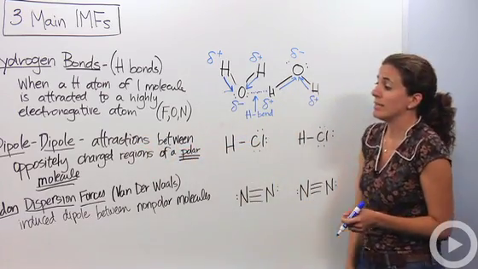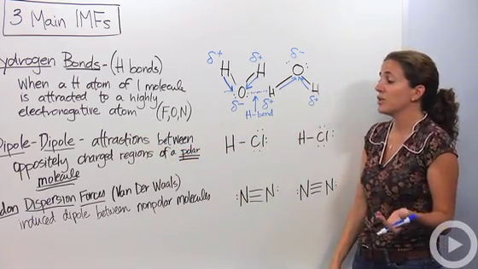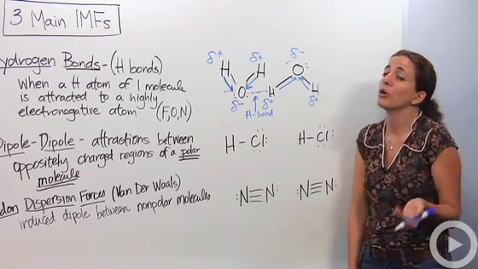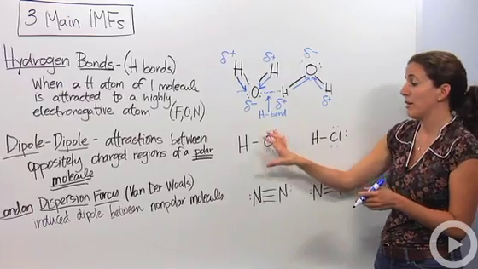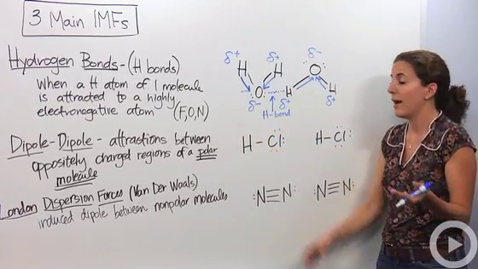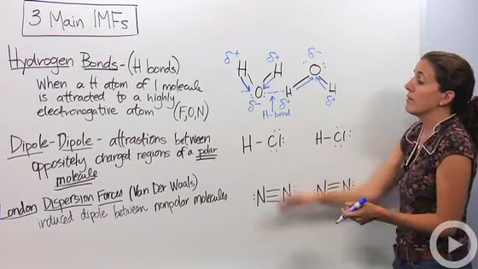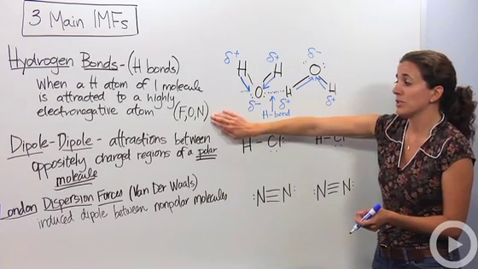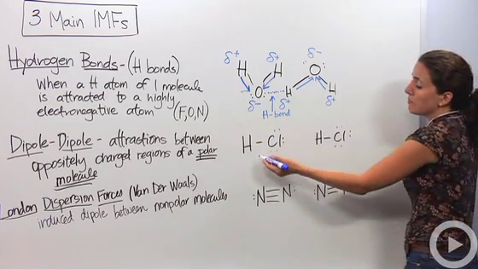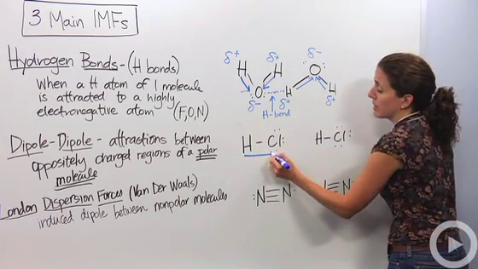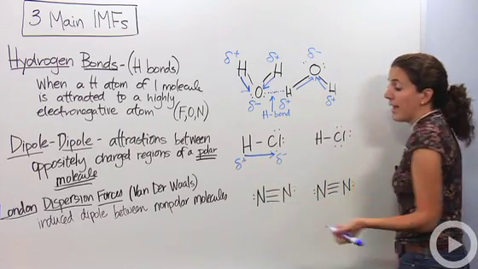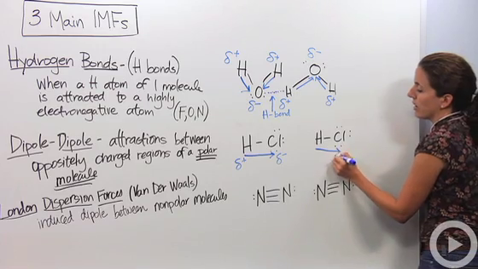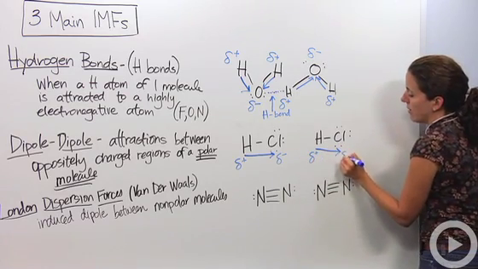Another type of IMF is dipole-dipole. This is the attraction between oppositely charged regions of a polar molecule. Now don't forget, in a polar bond, we have a highly electronegative atom bonded to another atom that's not as electronegative as fluorine, oxygen, and nitrogen, but pretty close. So electrons here are going to flow towards the chlorine, making this positive and this negative. Same thing goes over here, making this positive and this negative.